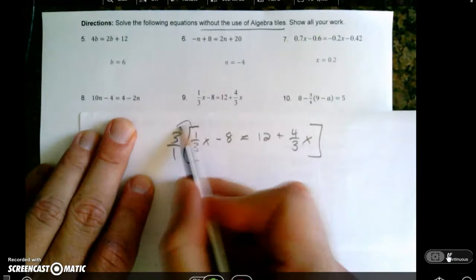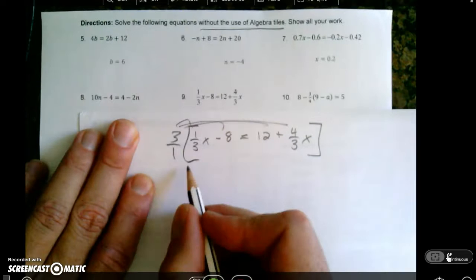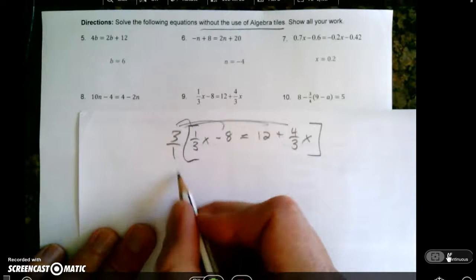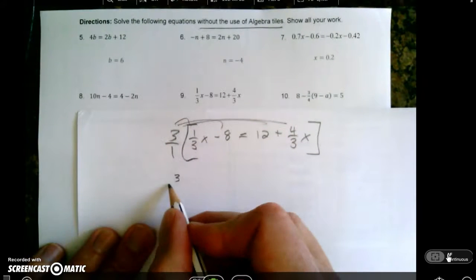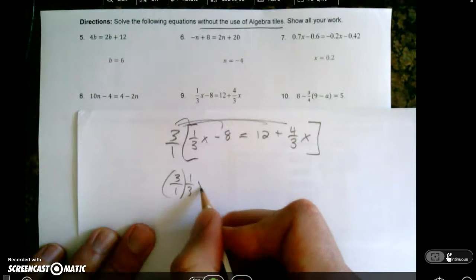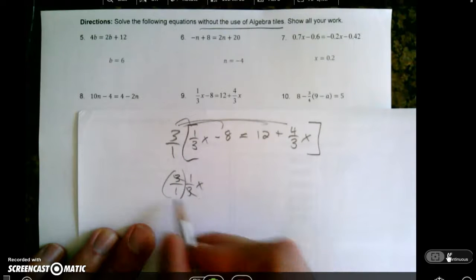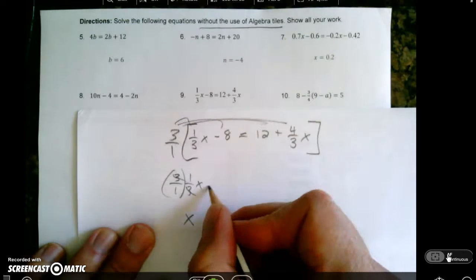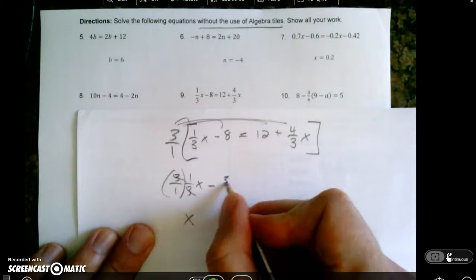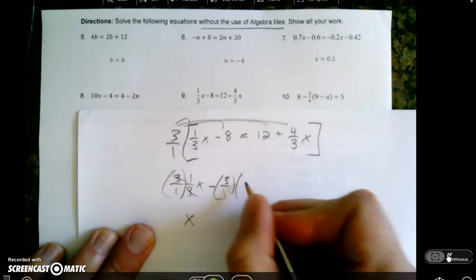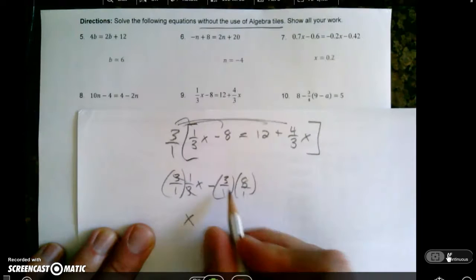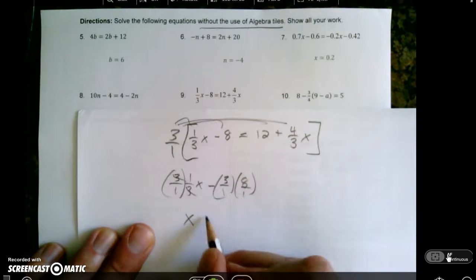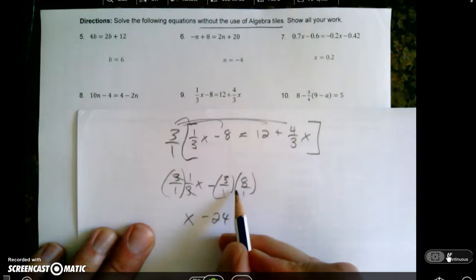Now we've done this a bunch of times. So I'm going to do it again, except I'm going to do it one piece at a time. So 3 over 1 times 1 over 3x. Clearly these cancel, and all that's left here is x. Minus 3 over 1, again I'm just distributing this, times 8 over 1, really. So 3 times 8 is 24. There's nothing to really cancel here, so you're just left with a plain number.